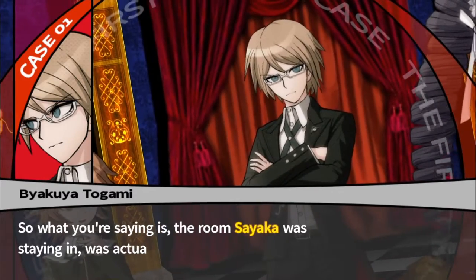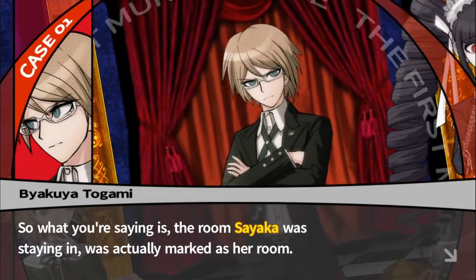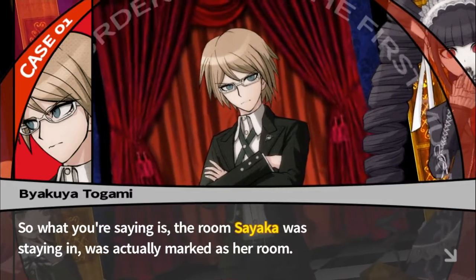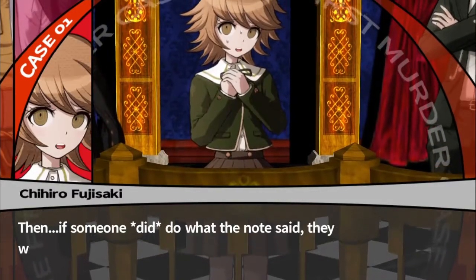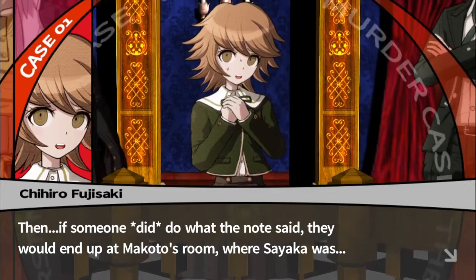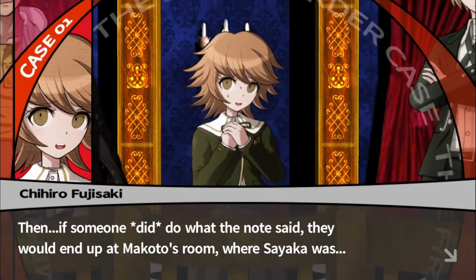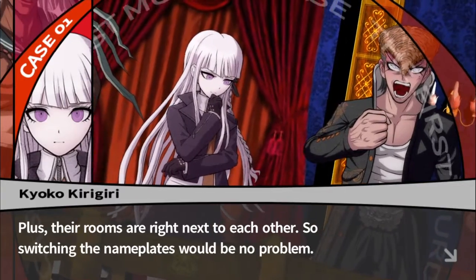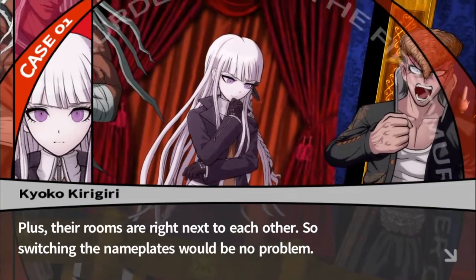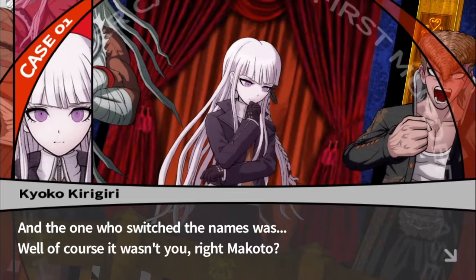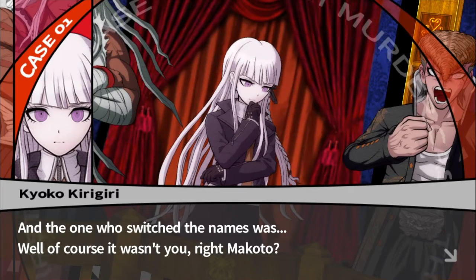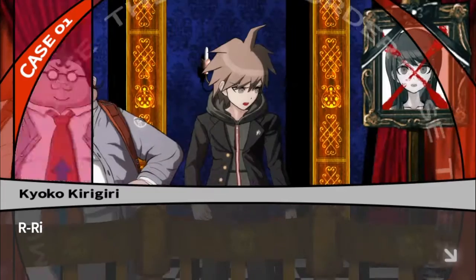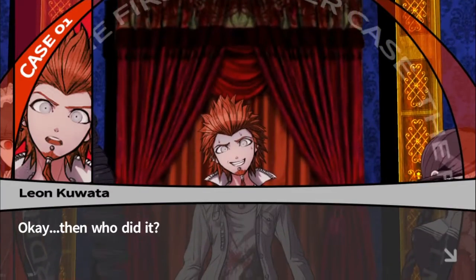So what you're saying is, the room Sayaka was staying in was actually marked as her room. Then, if someone did do what the note said, they would end up at Makoto's room where Sayaka was. Plus, their rooms are right next to each other. So switching the nameplates would be no problem. And the one who switched the names was... Well, of course it wasn't you, right, Makoto? Right? Okay, then who did it?